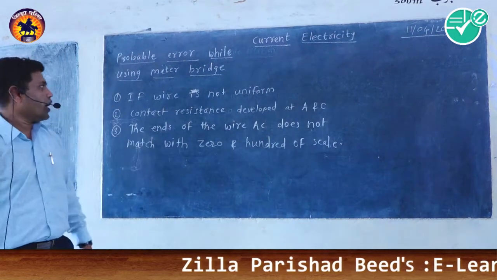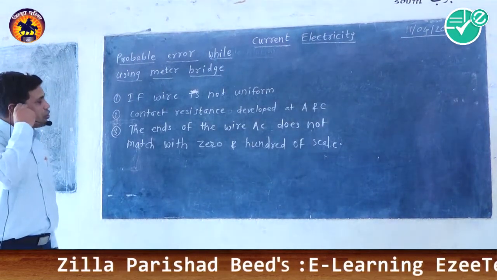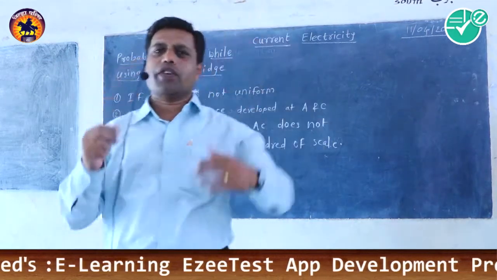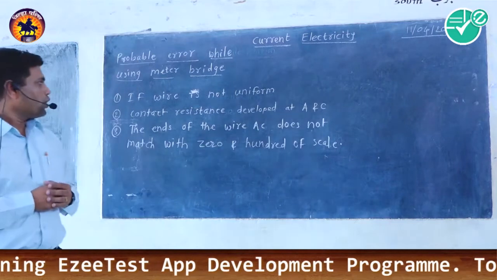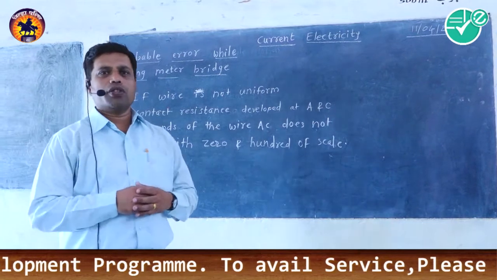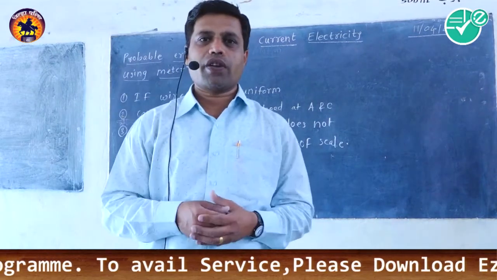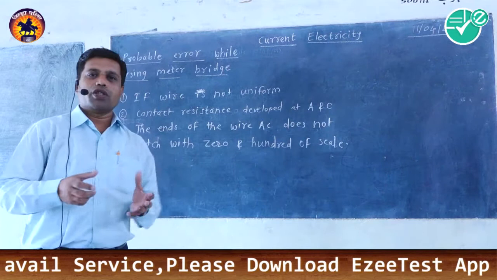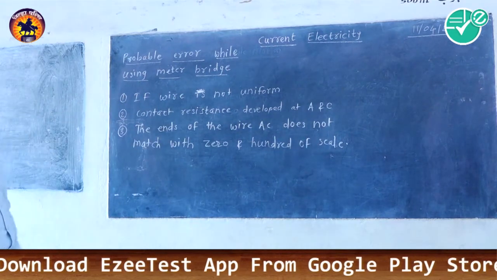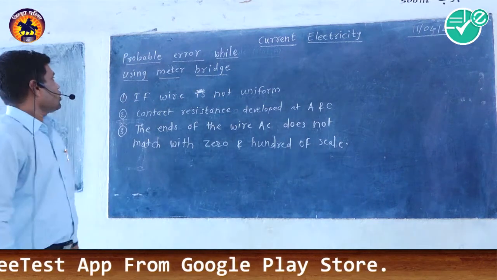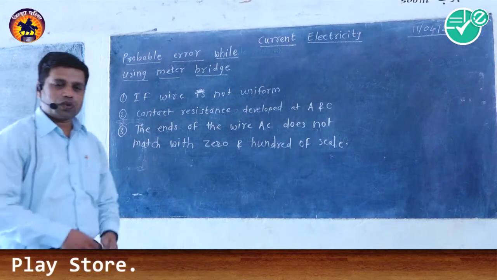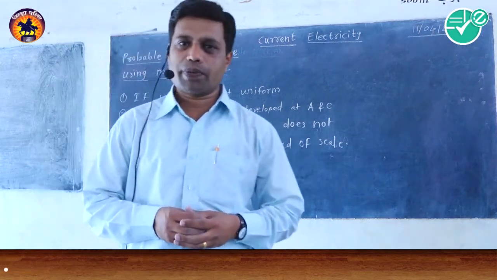In my last lecture, I taught you the meter bridge, and in that experiment I taught the total experimental detail while using the meter bridge, and what precautions we have to take while using this experiment. Now, in today's lecture, I am going to teach you what probable errors can happen while doing the experiment using the meter bridge.